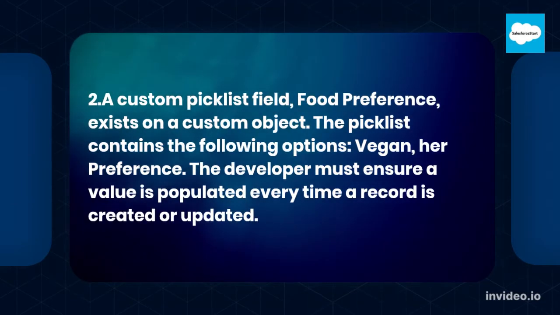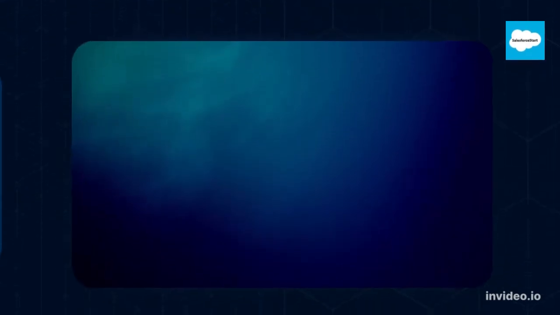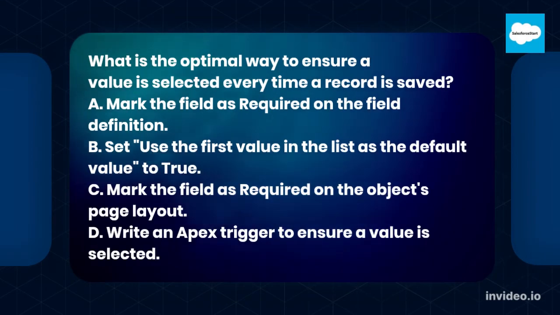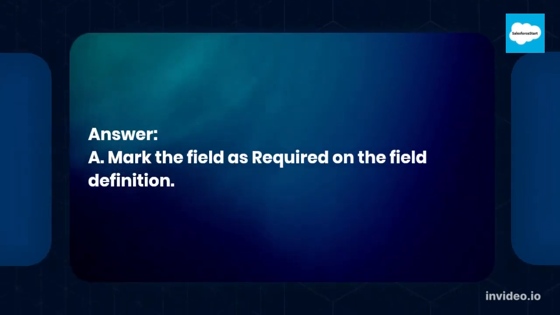2. A custom picklist field, food preference, exists on a custom object. The picklist contains the following options: vegan, her preference. The developer must ensure a value is populated every time a record is created or updated. What is the optimal way to ensure a value is selected every time a record is saved? A. Mark the field as required on the field definition. B. Use the first value in the list as the default value to true. C. Mark the field as required on the object's page layout. D. Write an Apex trigger to ensure a value is selected. Answer. A. Mark the field as required on the field definition.